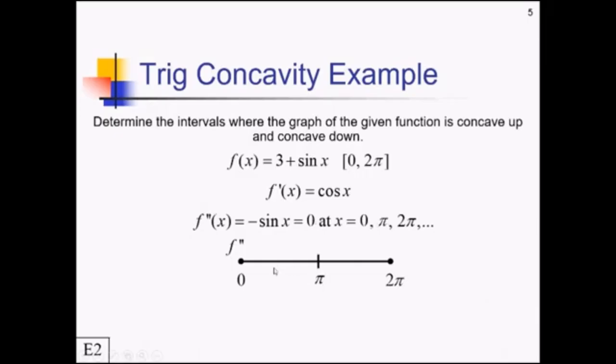So something to the left of pi I can test out. Well, how about pi over 2? Now I'm plugging this into negative sine of x. Normally this sine of pi over 2 would be 1, so this is really negative 1, which is a negative.